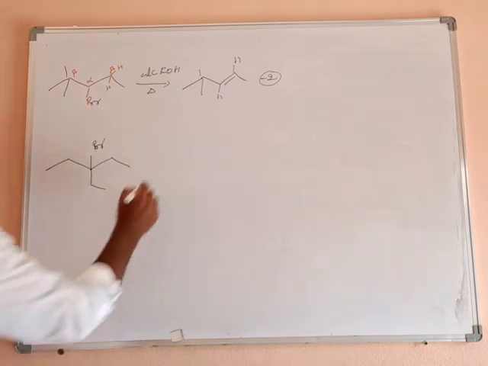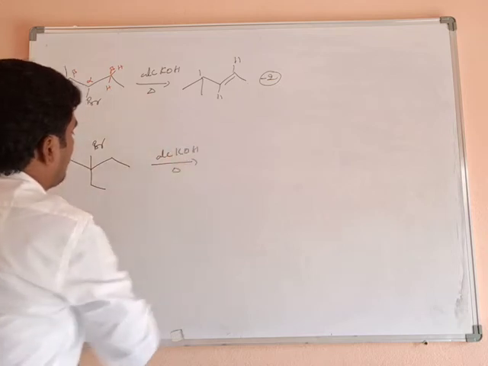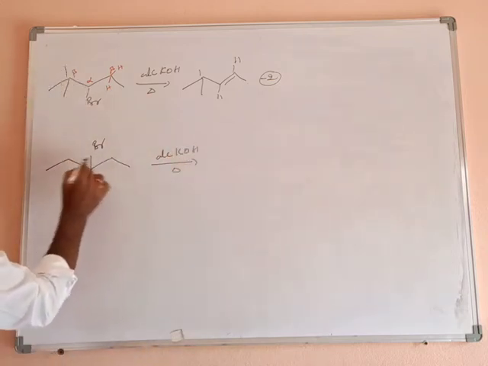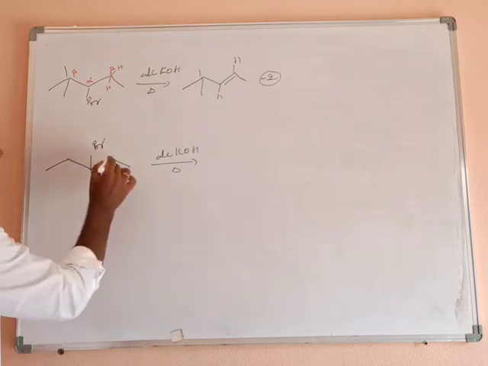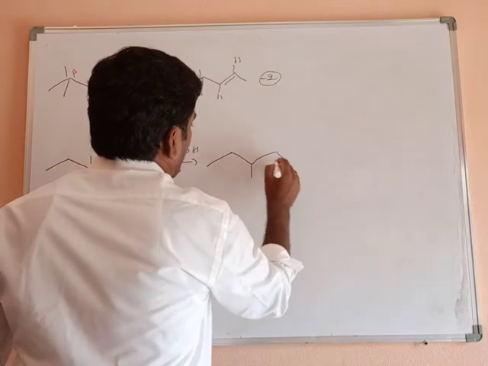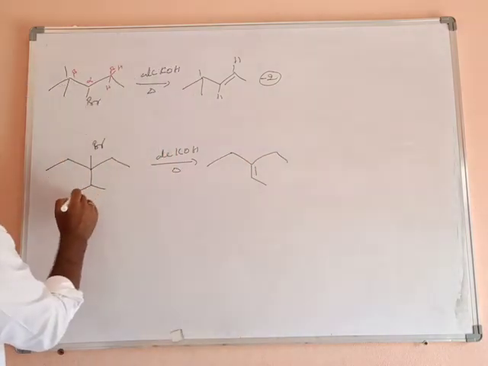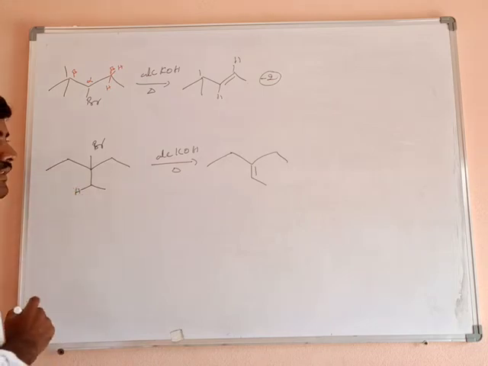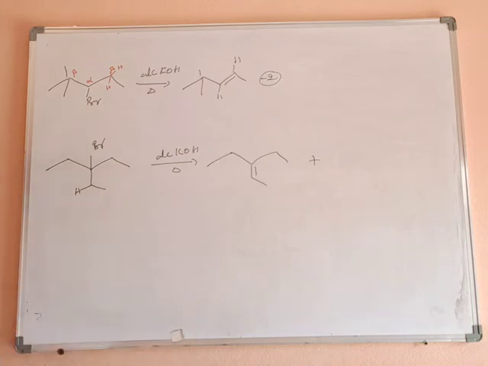Br. Same alcoholic potassium hydroxide, delta. Now all the positions are identical. There are 2 carbons, so 2 hydrogen atoms are there. We will get the first product between these 2 carbon atoms, where the hydrogen atom is eliminated from here. For the next one, from here all are the same, so a single product will form here.